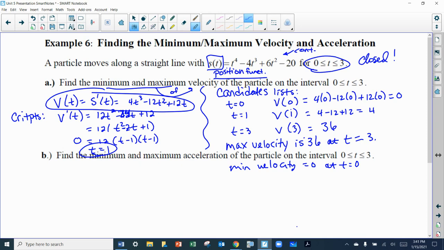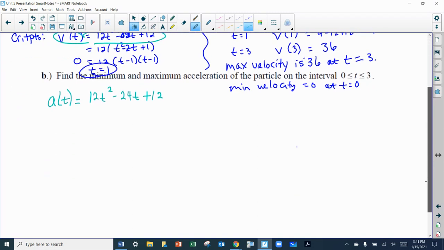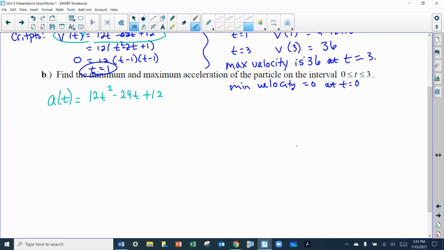All right, the last one. We are almost done with this. Find the min-max of acceleration. Well, in order to find the min and max of acceleration, I got to start with an acceleration function. And that acceleration function would be v prime, wouldn't it? So I've got 12t squared minus 24t plus 12. There's a reason why I didn't grab the factored form of it. And that is because if I'm going to find min and max of acceleration, I need to go one more derivative, right?